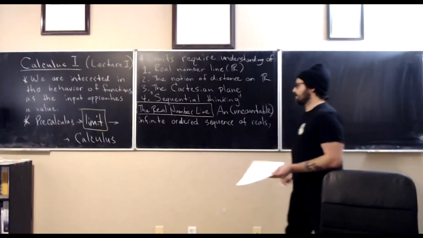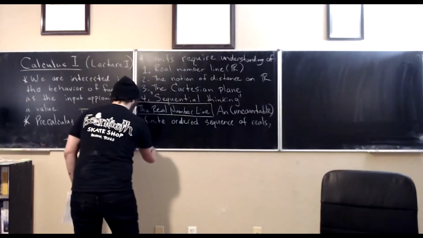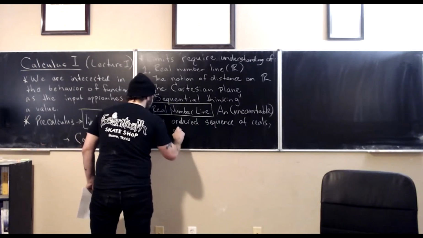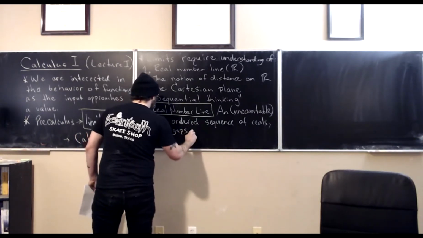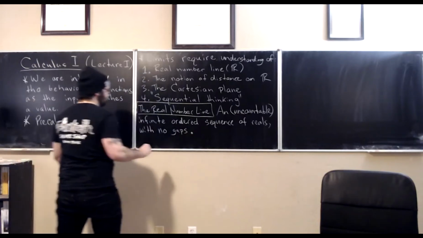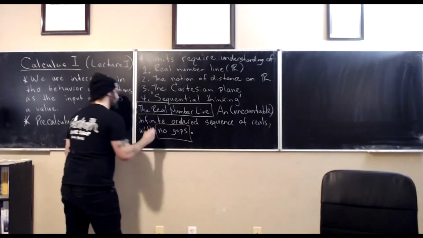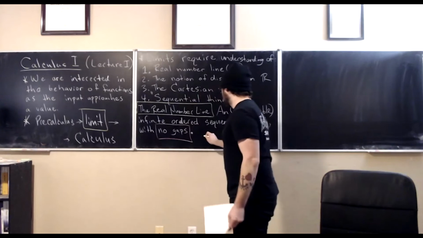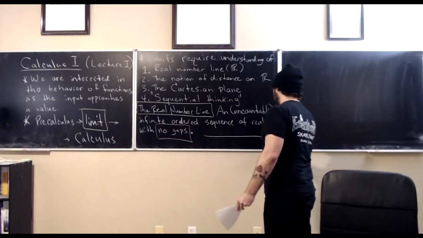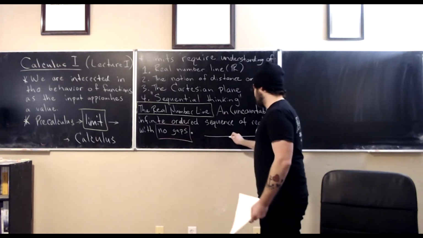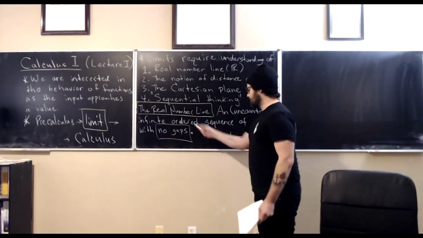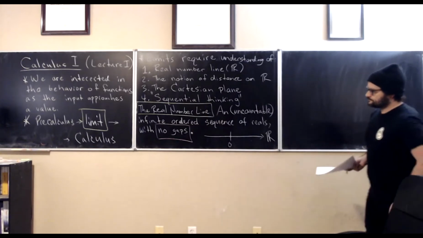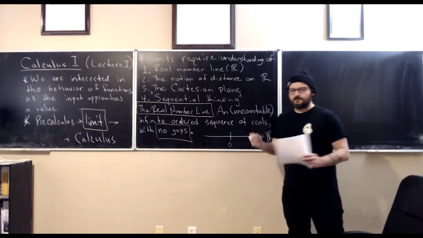Okay? And then the most important part here, with no gaps. So I can't emphasize this enough. There are no gaps in the real number line. And we typically denote the real number line as such. Maybe here's 0, and then negative infinity that way, positive infinity that way. Okay. So what do I mean by no gaps?